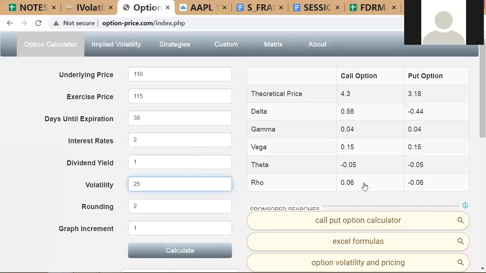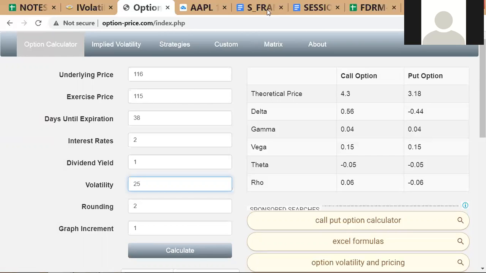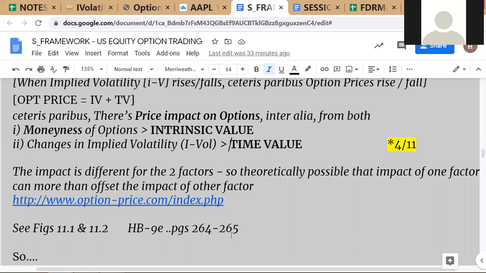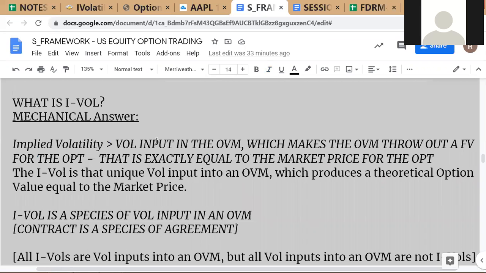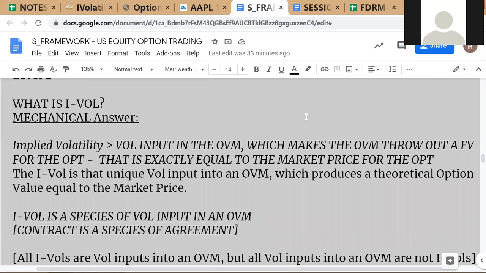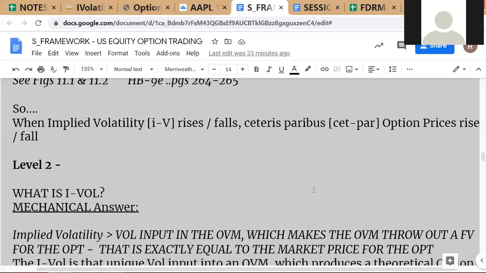Okay, this is what it should be. So how you get to I-Vol, you'll find this discussion in this second level of understanding of I-Vol, which we are trying to understand, and we'll come back to the first level also to understand this point a little bit better. So the second level is, what am I saying here?